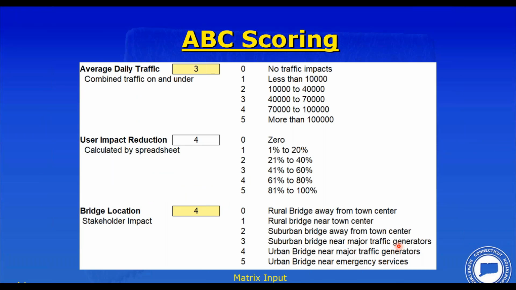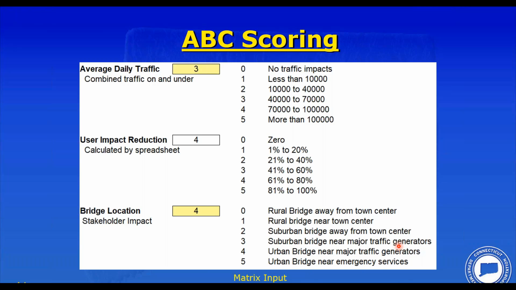Tim mentioned this before. He went through the scoring parameters. The first one is average daily traffic. We have a case where our average daily traffic is above 40,000 and less than 70,000, and this is both the combined traffic above the bridge and below the bridge. So we fall into category 3. The user impact reduction, the spreadsheet automatically populates this box based on the calculations we just went through. And the answer is we're looking at a 70+% reduction in roadway user impacts. So that gets a 4.